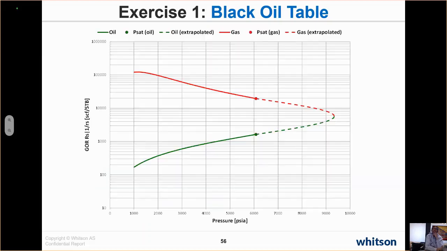The starting point, which is very important, is a plot provided in this black oil table Excel file that everybody has gotten. It's an extrapolated black oil table, continued at the critical point as we see right here. Here we see the solution GOR and the inverse of solution CGR, and the units are scf per barrel.